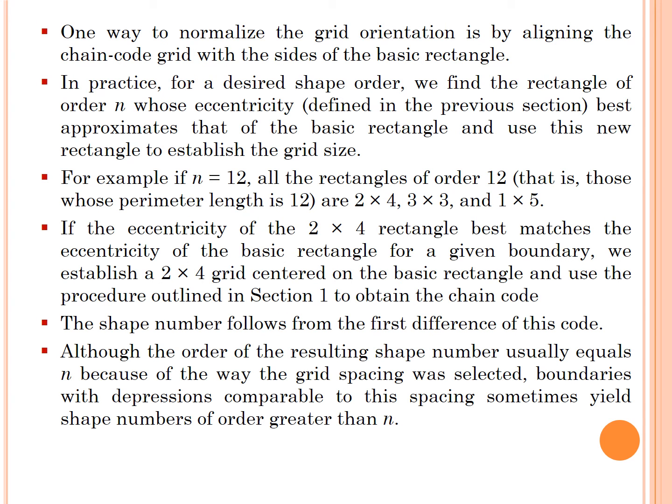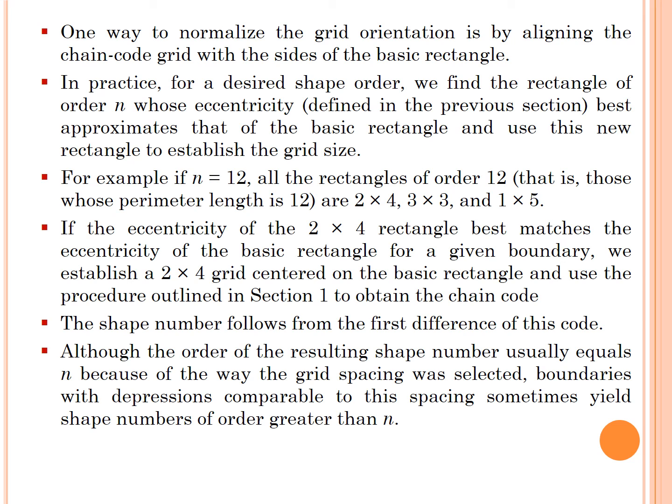One way to normalize the grid orientation is by aligning the chain code grid with the sides of the basic rectangle. In practice, for a desired shape order, we find the rectangle of order n whose eccentricity, defined in the previous section, best approximates that of the basic rectangle, and use this new rectangle to establish the grid size. For example, if n is equal to 12, all the rectangles of order 12, whose perimeter length is 12, are 2 by 4, 3 by 3 and 1 by 5.